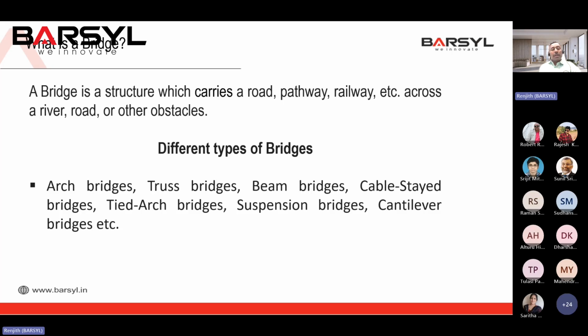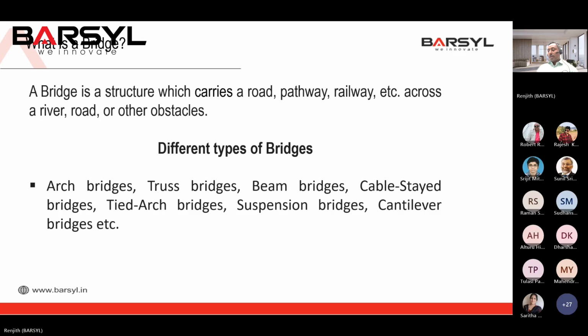Then it can be classified based on the alignment. If the bridge is in a straight alignment, it is called a straight bridge. And if it is in a skew alignment, it is called a skew bridge. And as per the location of the deck, the deck is where the traffic moves. If the deck is at the top of the superstructure, then it's a deck bridge. If it is at the bottom of the superstructure, then it is a through bridge. Otherwise, if the deck is placed between the bottom and top, it is called a semi-through bridge. You all know the steel railway bridges. They are through bridges, with the deck at the bottom. The road bridges are deck bridges. And semi-through bridges are also there. These are based on the placement of the deck.